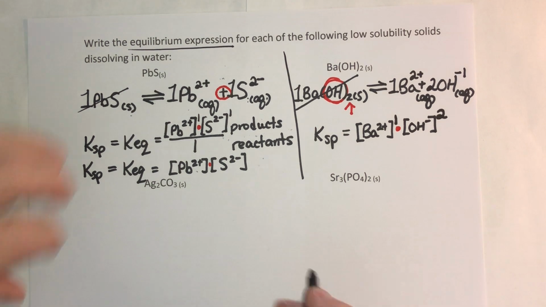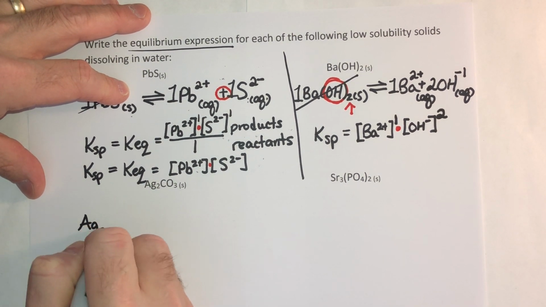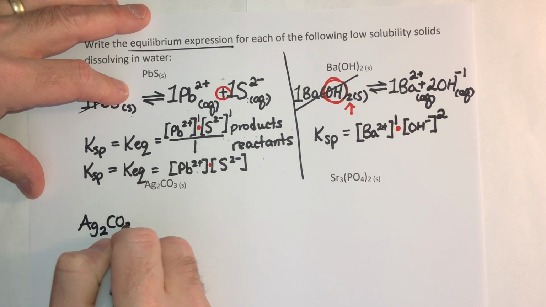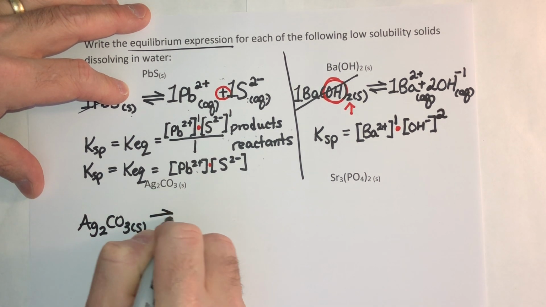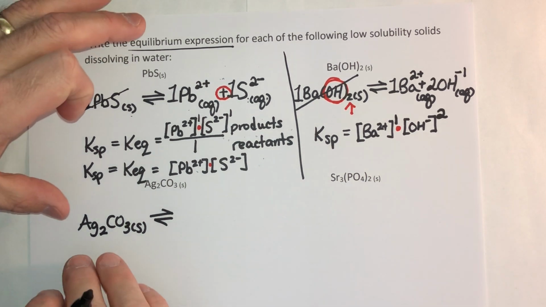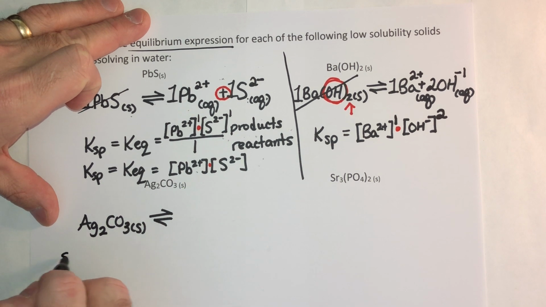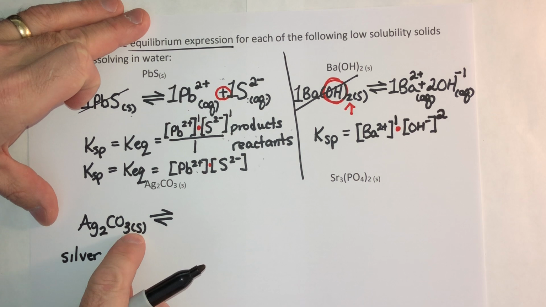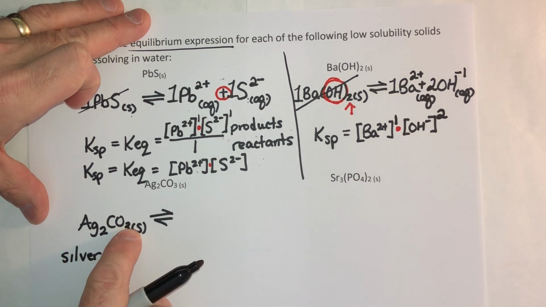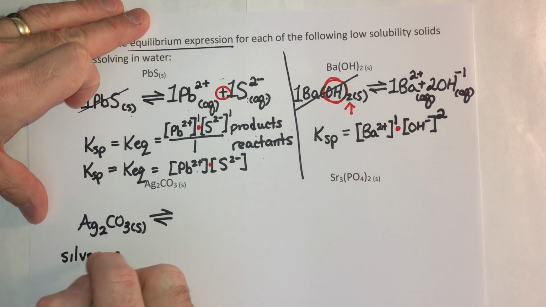Okay, let's try a third one. So if I have silver 2 CO3 solid in equilibrium. Now the best way to figure out how these are going to split up is figure out what their name is. Like if I look at this, Ag, that's silver. If I look at the CO3, the CO3 is a group, it's a polyatomic. The C, the O, and the 3 all come together, and that forms carbonate.